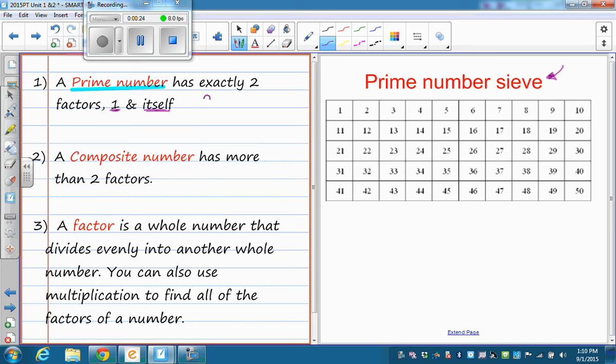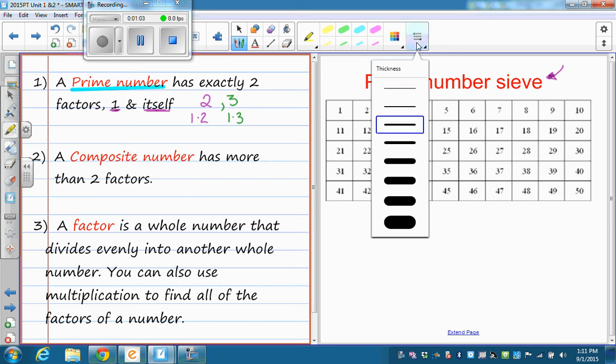So the smallest prime number is two, because if you think about it, the only factors of two are one and two. You might be wondering why one is not a prime number, because one only has one factor. So we would not consider one a prime number. Another example of a prime number would be three, because the only factors of three are one and three.